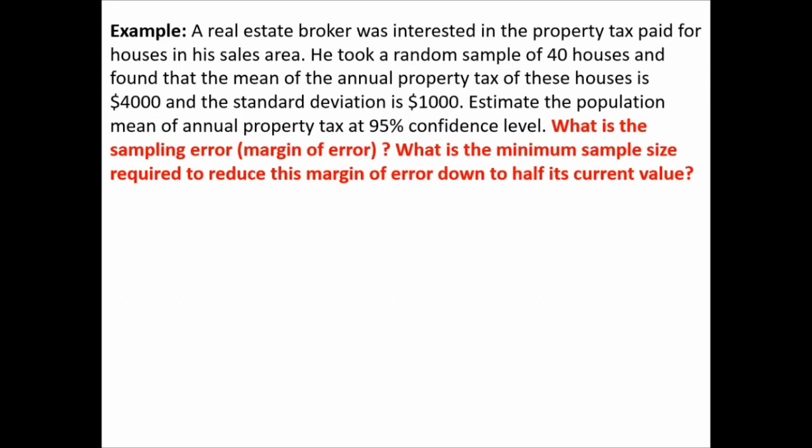What we have here is a real estate broker who was interested in the property tax paid for houses in his sales area. He took a random sample of 40 houses, so that's a larger sample, and they found that the mean of the annual property tax of these houses is 4,000, and the standard deviation is 1,000. Estimate the population mean of annual property tax at 95% confidence level. What is the sampling error or the margin of error? And what is the minimum sample size required to reduce this margin of error down to half its current value?